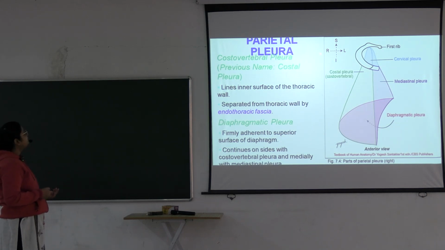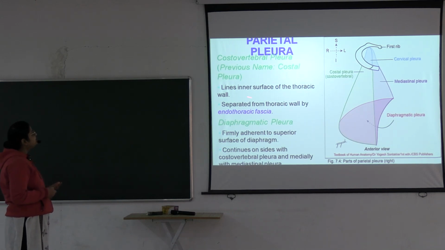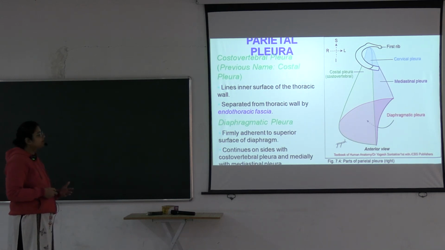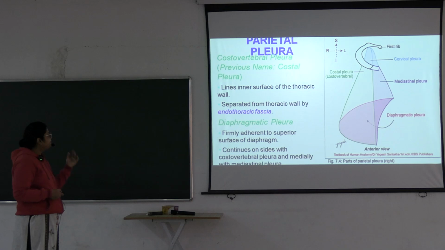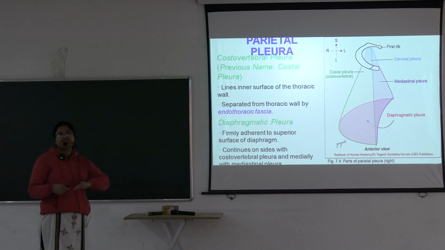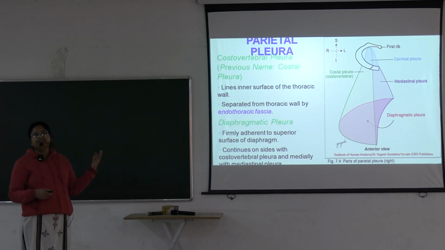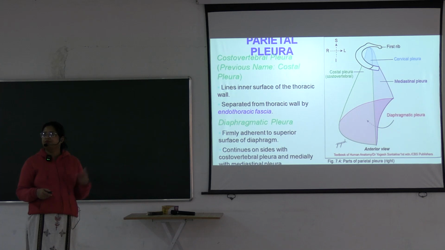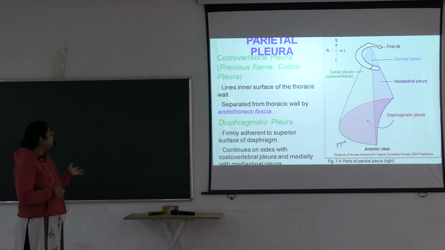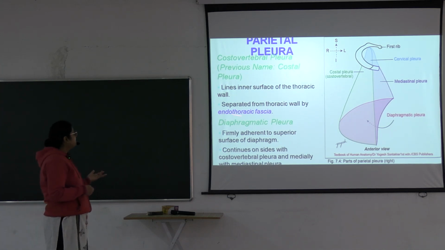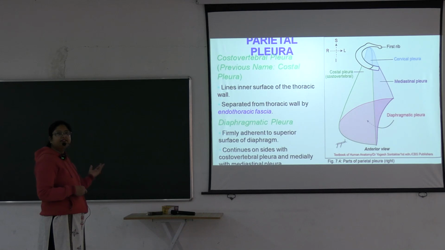First, the costovertebral pleura, previous name was costal pleura, lines the inner surface of the thoracic wall and is separated from the thoracic wall by the endothoracic fascia. Endothoracic fascia is generally not a sheet-like structure. It is a thin layer of connective tissue, okay, separating the costal pleura from the thoracic wall.